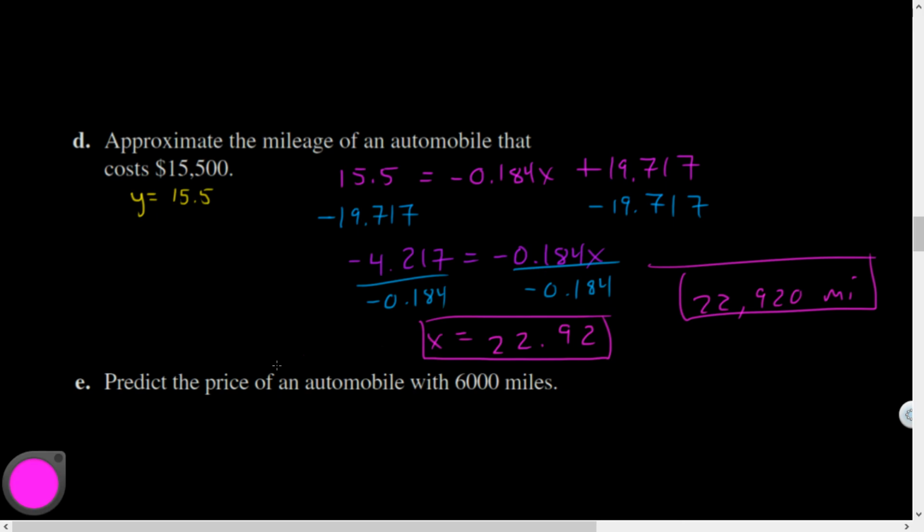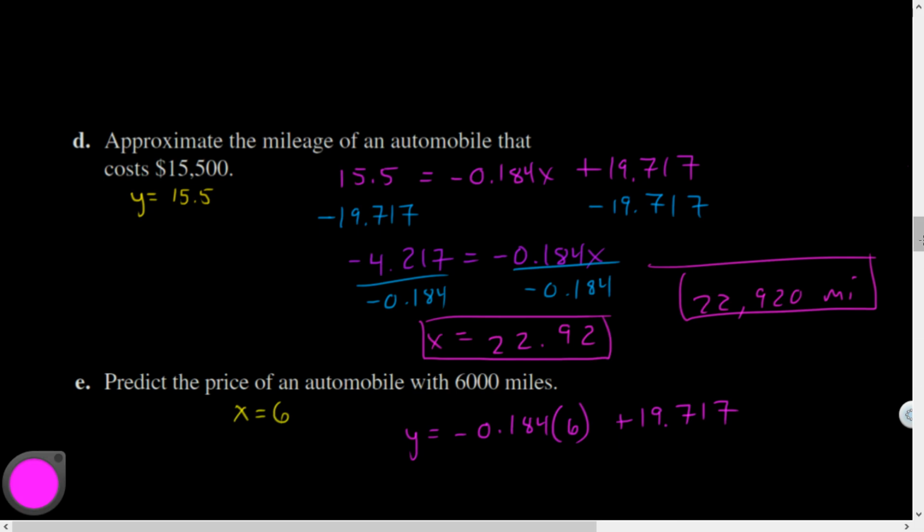All right. Okay, let's do the last one real quick. All right, pick up the pace. I made a mistake. So this time the miles are 6,000. In terms of this problem, x equals 6. So this time I don't know the y or the cost, but I do know the x, so I'm going to plug that in for x. So y equals negative 0.184 times 6, not 6,000, plus 19.717.